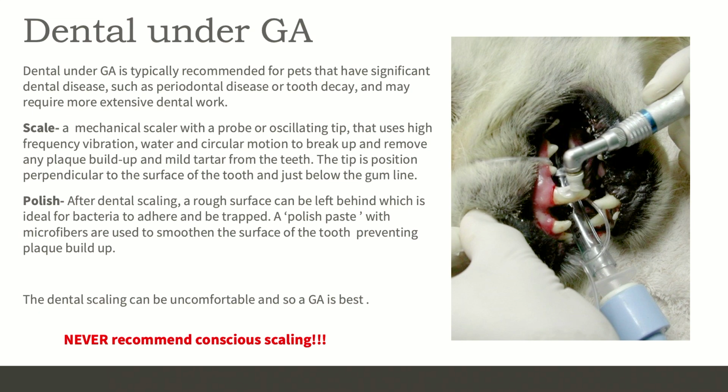Two components of this are, first, the scaling. This is using a mechanical scaler with a probe or oscillating tip that uses high frequency vibration and water in a circular motion to break up and remove any plaque buildup and mild tartar from the teeth. The tip is positioned perpendicular to the surface of the tooth and just below the gum line. And of course, it's important to explain to owners why dental under GA is very effective, being able to control or remove that plaque or tartar buildup. It is the only method when they have a grade greater than stage 2 of dental disease.